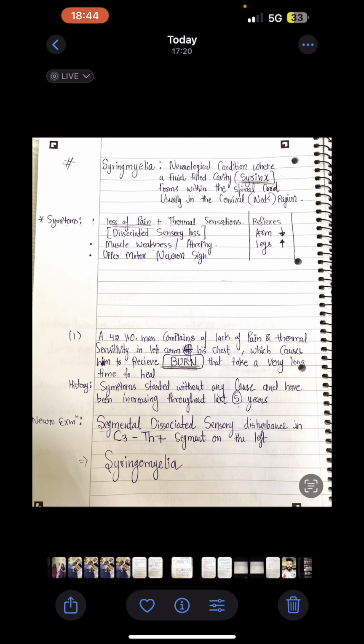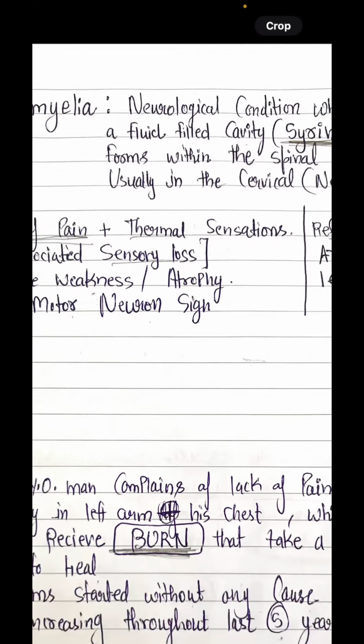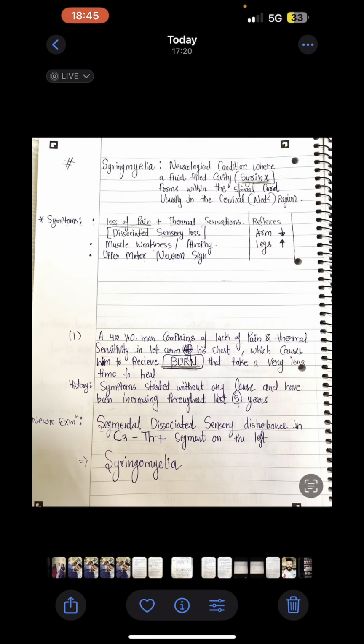So let's see the case study. A 42-year-old man complains of lack of pain and thermal sensitivity in the left arm and chest, which causes him to receive burns that take a very long time to heal. The patient did not notice that his hand was burning because he lost the sensitivity. As you can see in the symptoms, there is sensory loss, the thermal sensation loss over there.